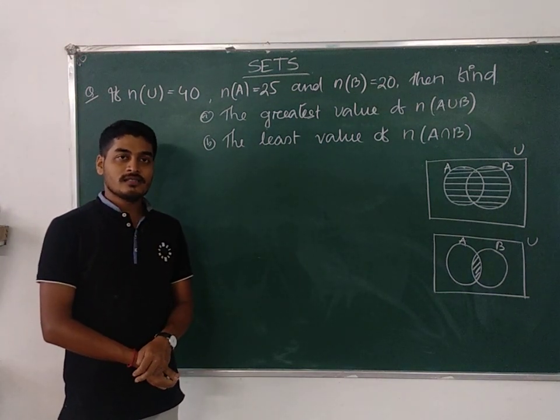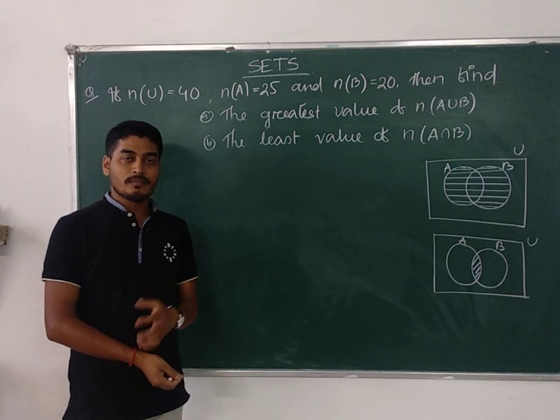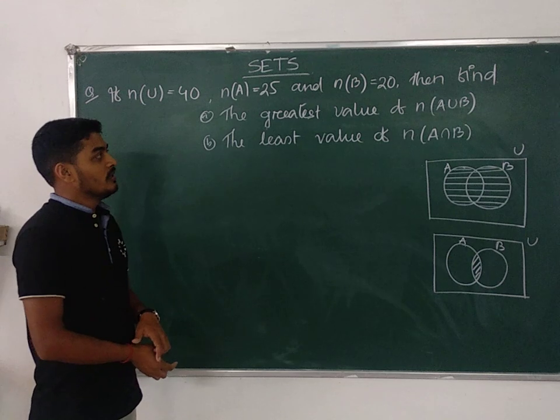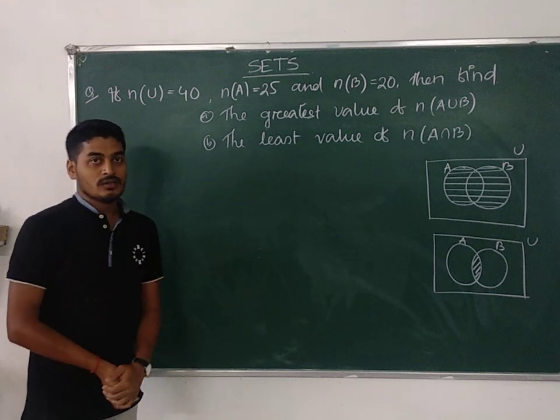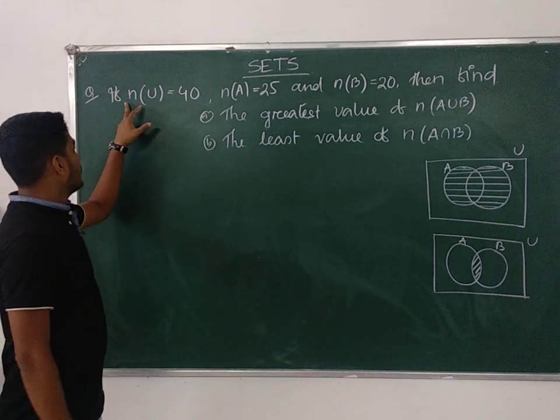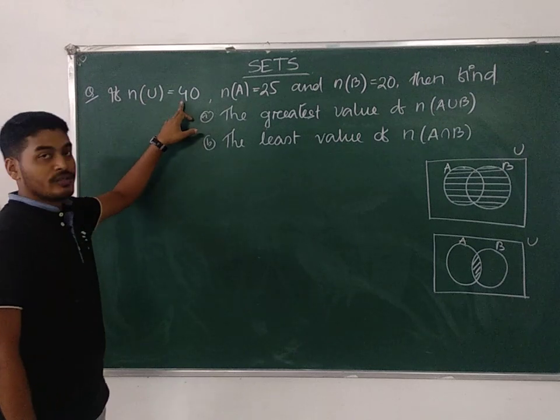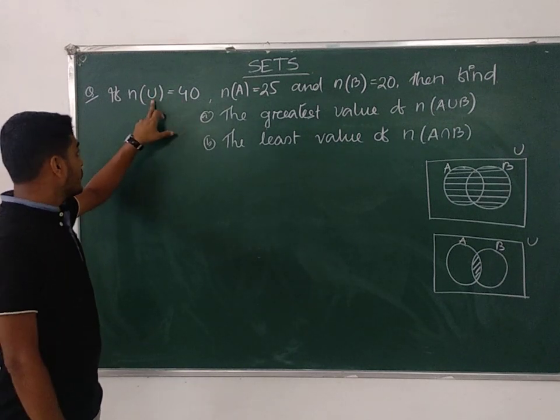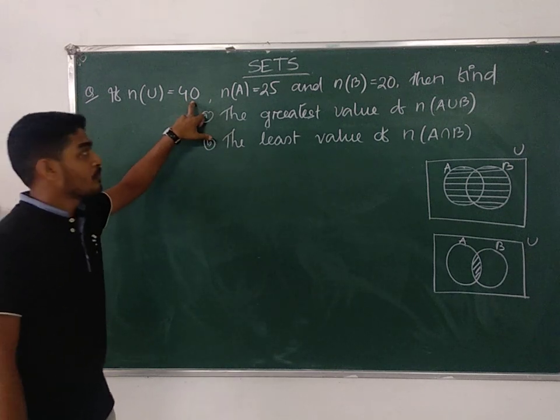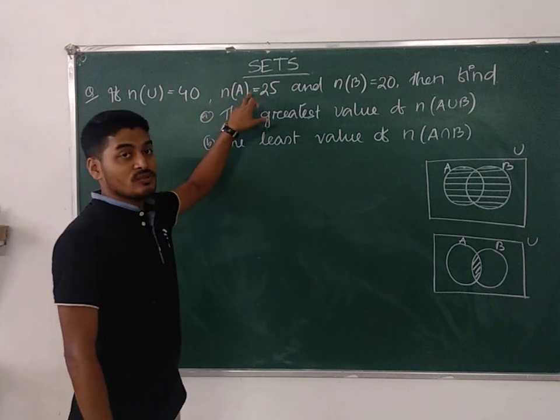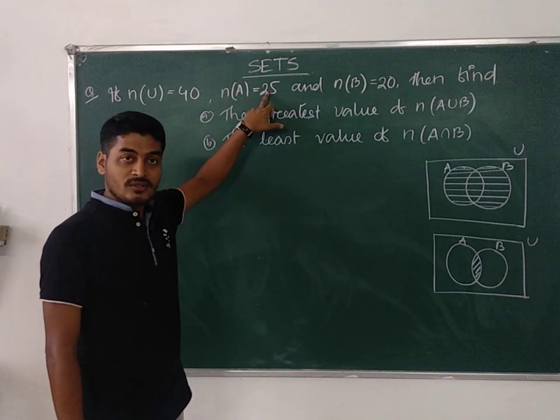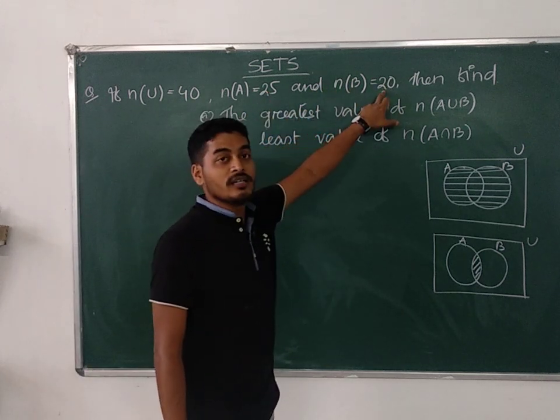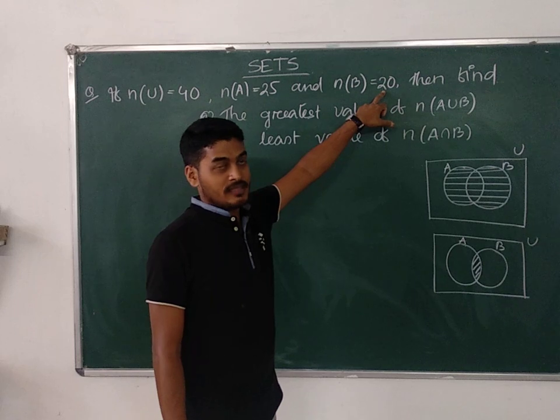Here in this lecture, I will discuss some practical questions related to sets, practical problems actually. Let's have a look. What is the question actually? If n of U is equal to 40, the number of elements in the universal set is equal to 40. Universal set to 40 ta element ase. Number of elements in A is equal to 25. A number set to 25 ta element ase. Number of elements in B is equal to 20. B number set to 20 ta element ase.